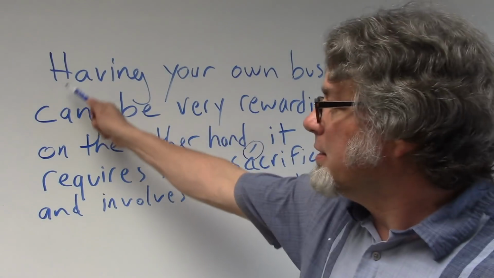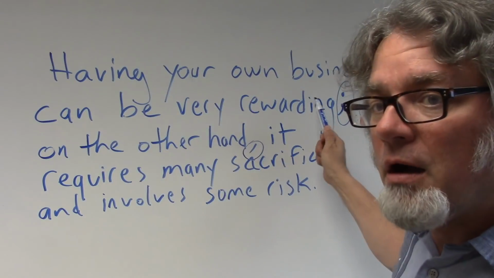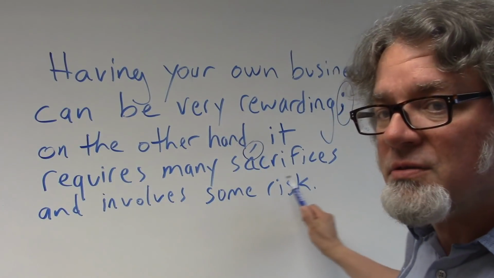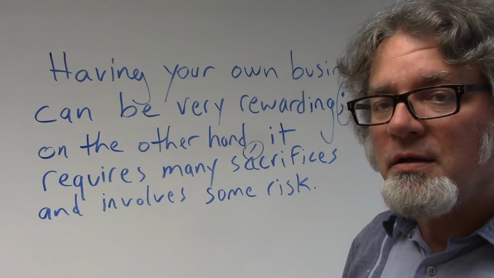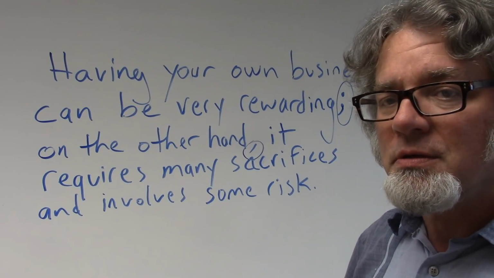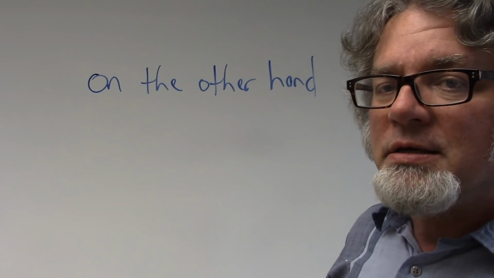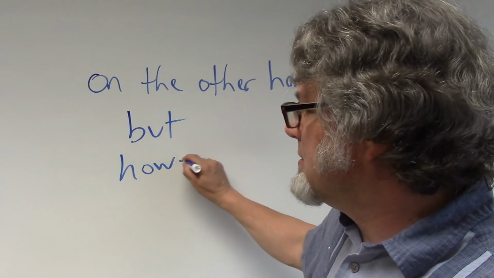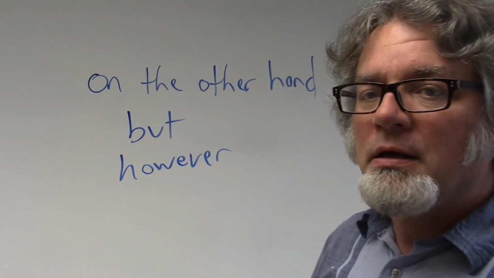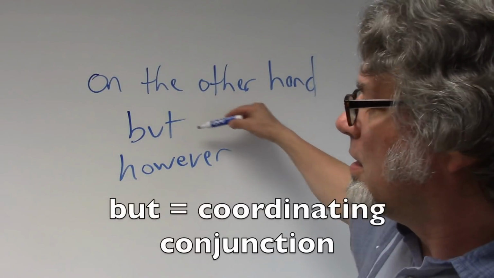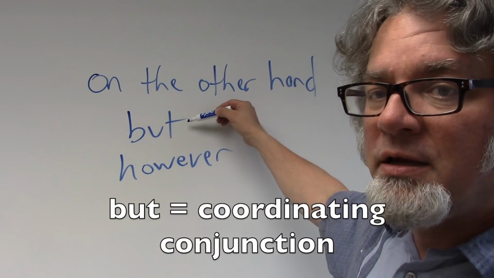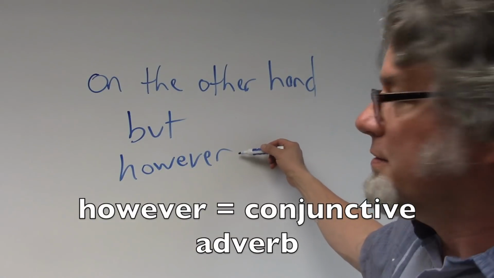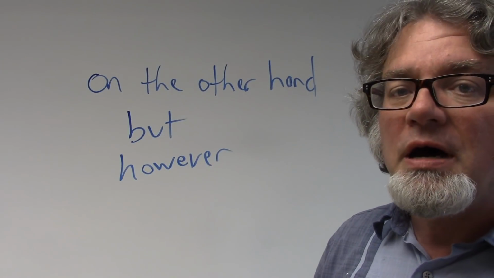So here is the good part about owning your own business. And here is sort of the negative part about owning your own business. On the other hand is similar to the words but and however. So if you're tired of always using this coordinating conjunction or this conjunctive adverb, then you can use this phrase, on the other hand.